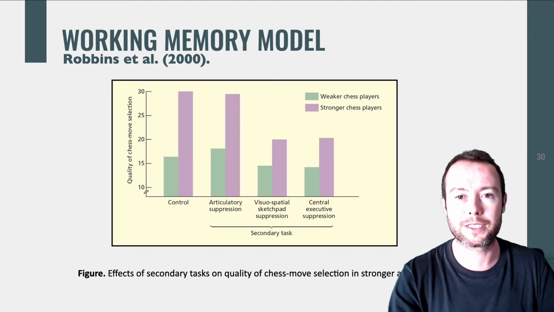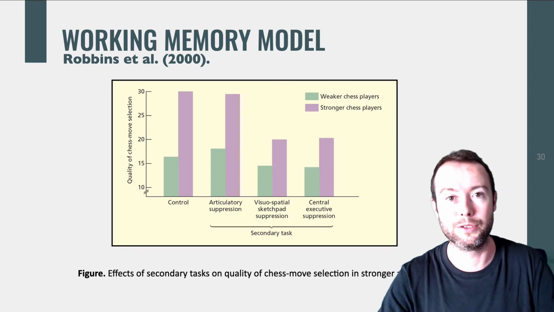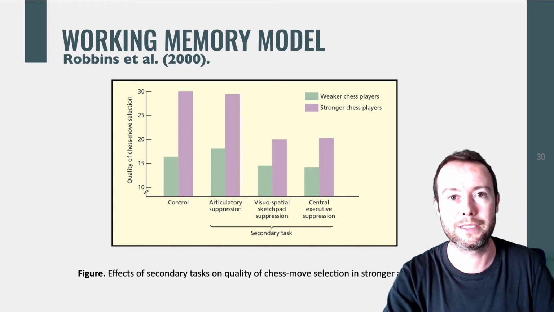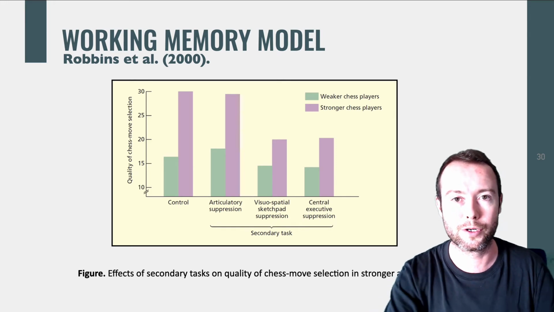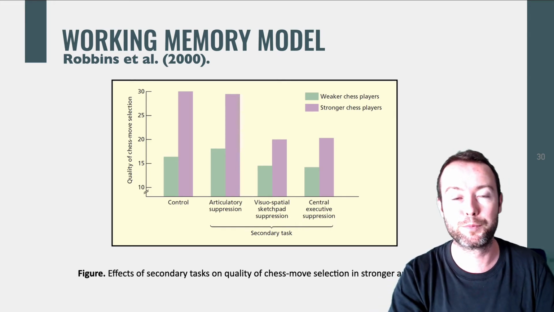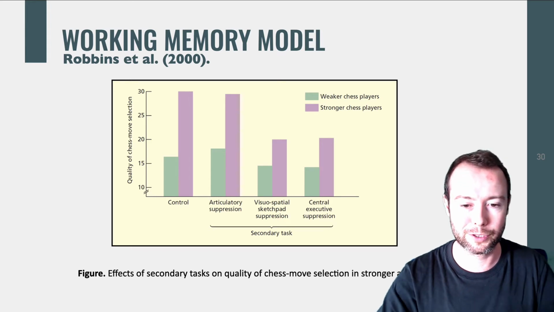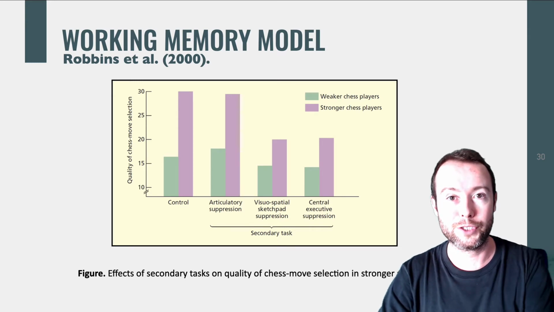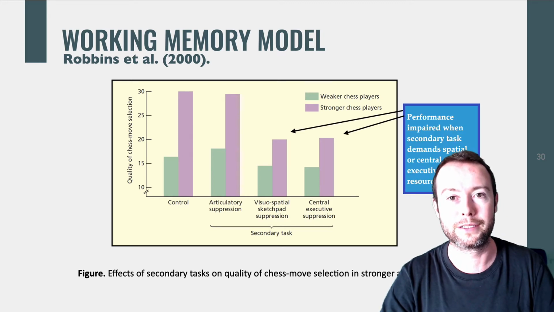If you then give them a task that impairs the visuospatial sketchpad, so if you ask them to do something spatially oriented, or if you give something that consumes the central executive, so if there's something that requires their attention and cognitive control, in those conditions, the performance is still better than the weaker chess players, but it drops off substantially. So it's pretty convincing evidence of a distinction between how visuospatial distractors and phonological distractors are influencing performance.